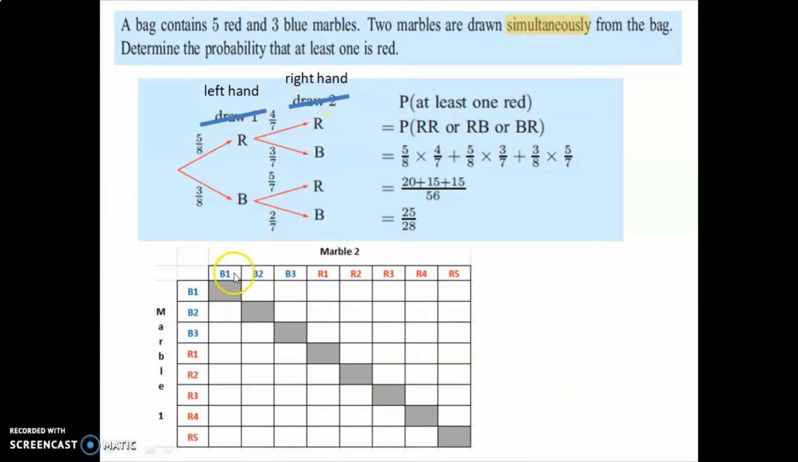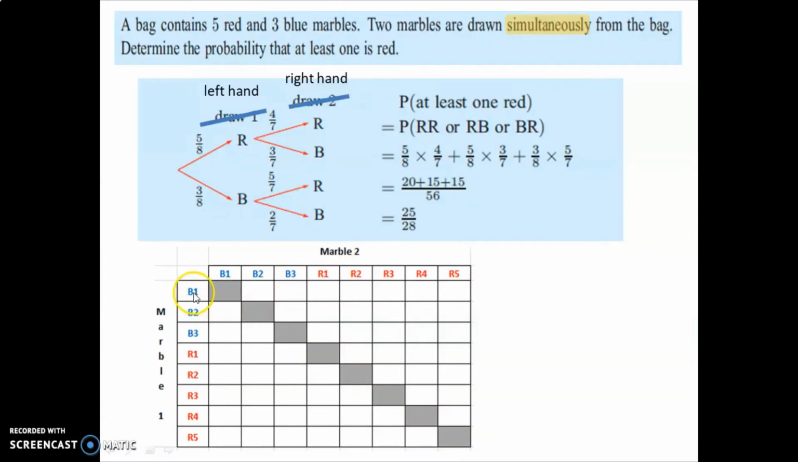So here's marble 1, here's marble 2, here's all the possibilities of marble 1, the 3 blues and the 5 reds, and here's all the possibilities for marble 2, the 3 blues and the 5 reds as well. Notice though in this sample space diagram I shaded out the middle values here. The reason for that is these are not possible.